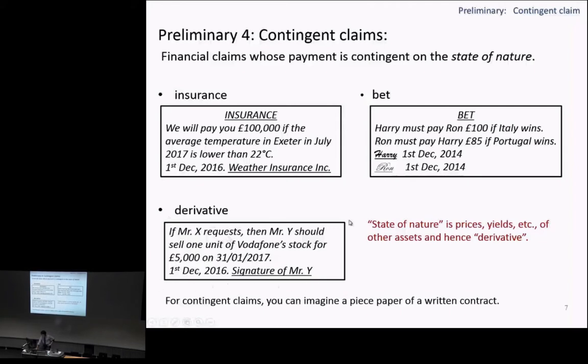This is an example of a call option. Again, it's a piece of paper that says if Mr. X requests, then Mr. Y should sell 1 unit of Vodafone stock for £5,000 on 31st of January 2017. And there is a signature of Mr. Y. For Mr. X, the benefit from this contract depends on the future state of nature, which is Vodafone's share price in January 2017. So it's another example of contingent claim. Okay?